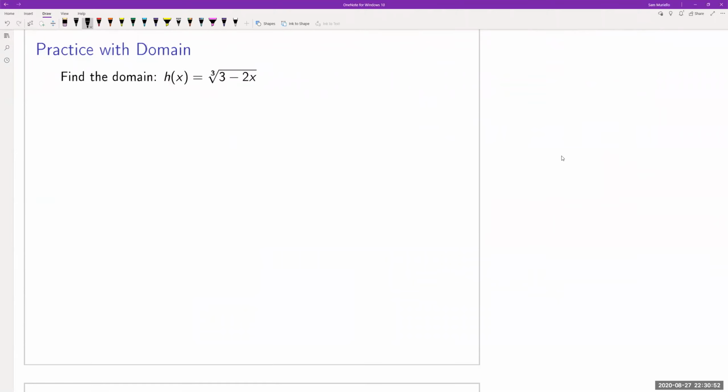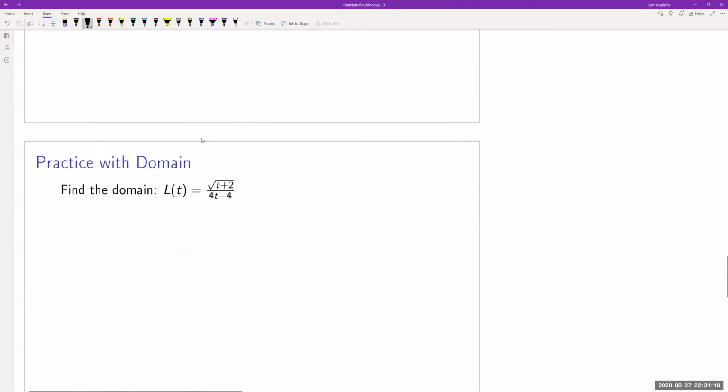Another example here, but this time I have a cube root. There's no problem. So I would say that the domain is equal to R, which is all real numbers. You'll recall that for interval notation, I can simply write negative infinity to infinity in order to account for all real numbers. Because it's a cube root, I have no issues, and so every single number is a valid solution.